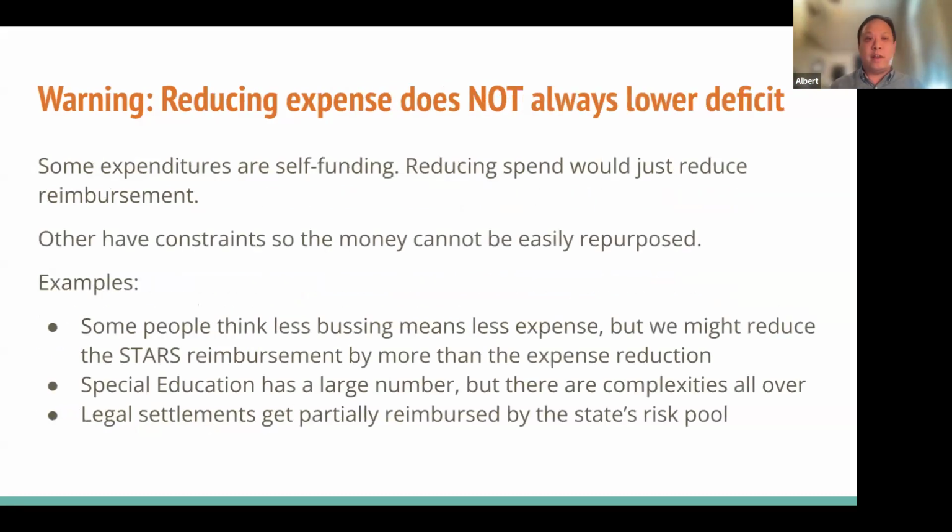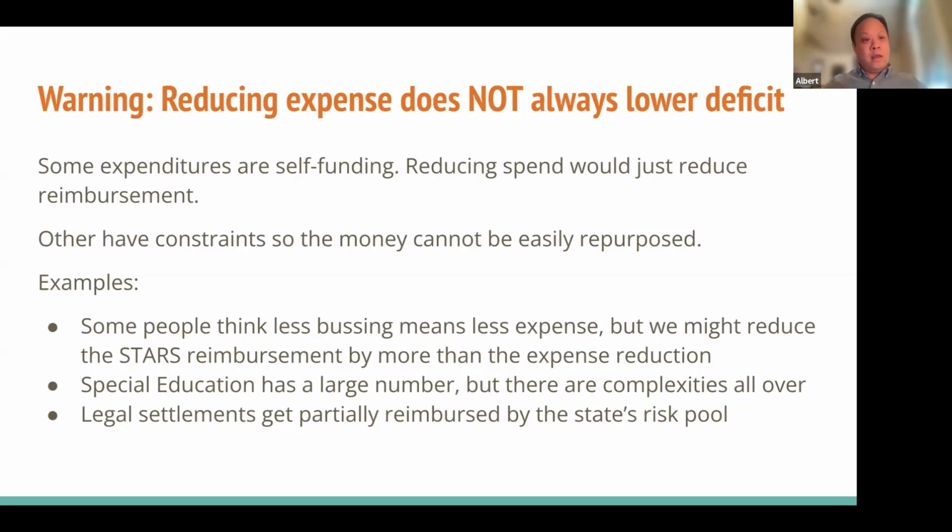Not yet. Okay. One other warning, reducing expenses does not always lower the deficit. You have to know what the expense is coming from and whether it's self-funding, for instance. Very, very specific examples. If you reduce the amount of busing by removing the number of sites, we actually reduce the amount of money that comes in from the state. I don't know if that balances, right? Special education has a very large amount of expenditures, but that has a different fund. If you don't know, you can't even move the money necessarily. It's hard to know. So don't somehow think these are stealing money from each other.